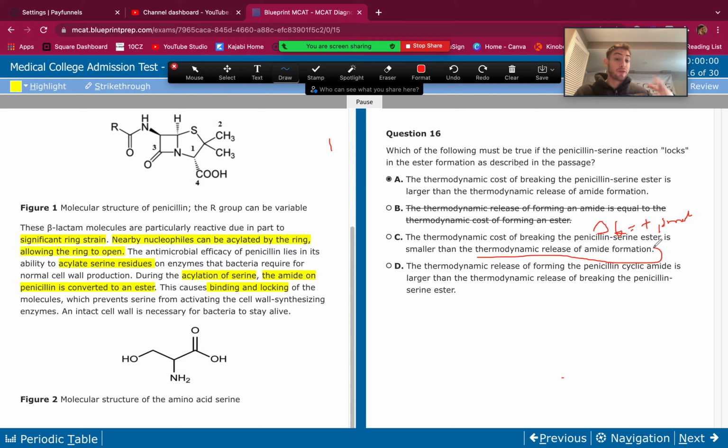Okay, we'd rather form the amide. That's what it's saying. We don't want to form the amide. We want to form the penicillin-serine ester. So this one is wrong. All right, this one is wrong.